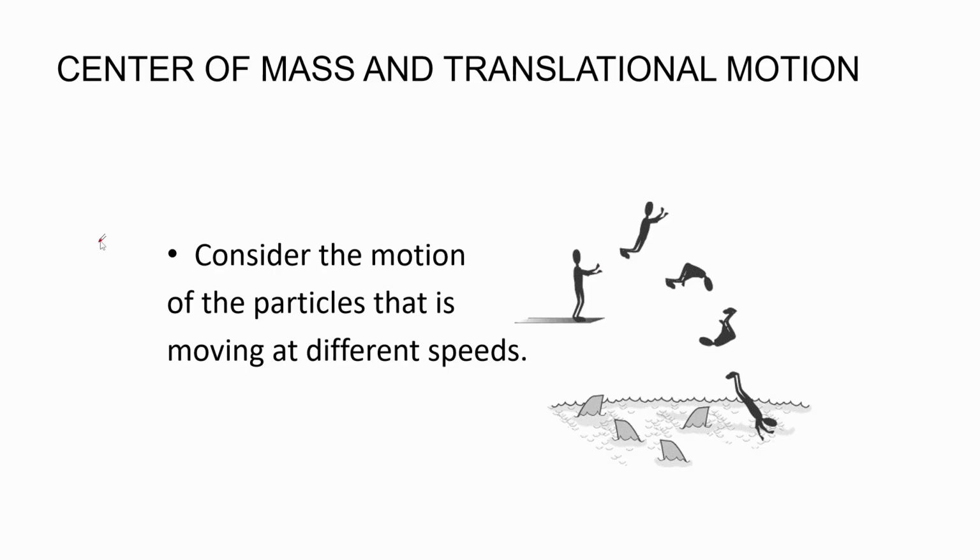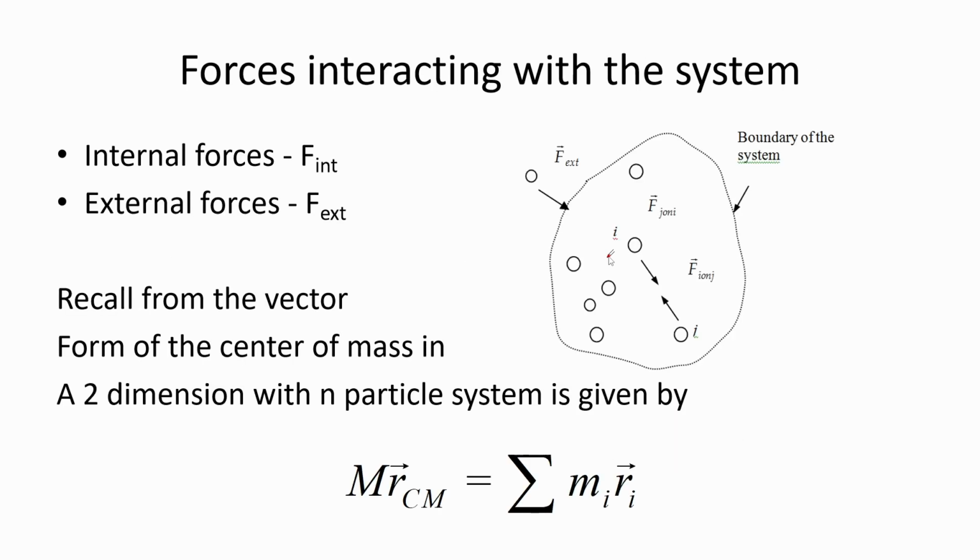Center of mass and translational motion. For example, a person jumps and does a somersault, a particular movement, so they rotate. The first motions we cover are those without rotation, like when you throw something. So maybe we're checking on this one.